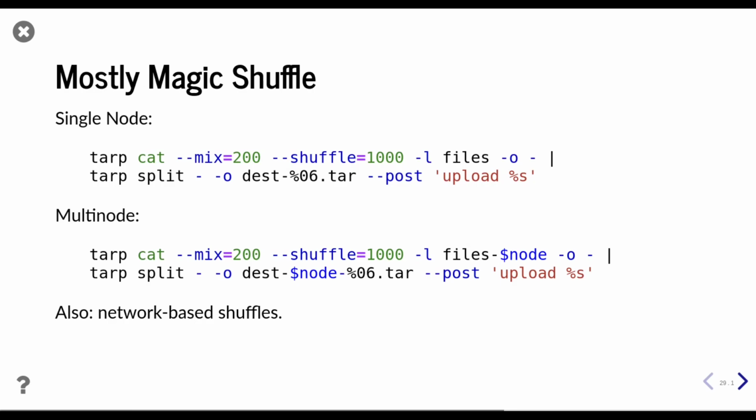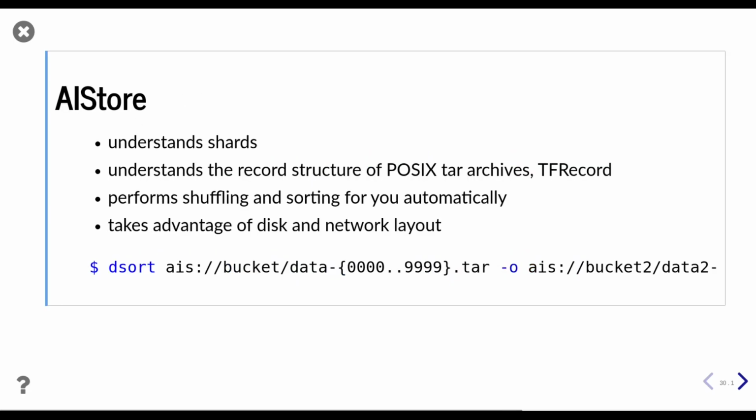There's a one-stop solution. Actually, there is a one-stop solution you can use for sorting and shuffling called AI Store. AI Store is an object storage server optimized for deep learning applications. AI Store understands sharding, it understands the record structure of POSIX tar archives and TF record, it can perform shuffling and sorting for you automatically even on very large datasets, and it takes advantage of disk and network layout.